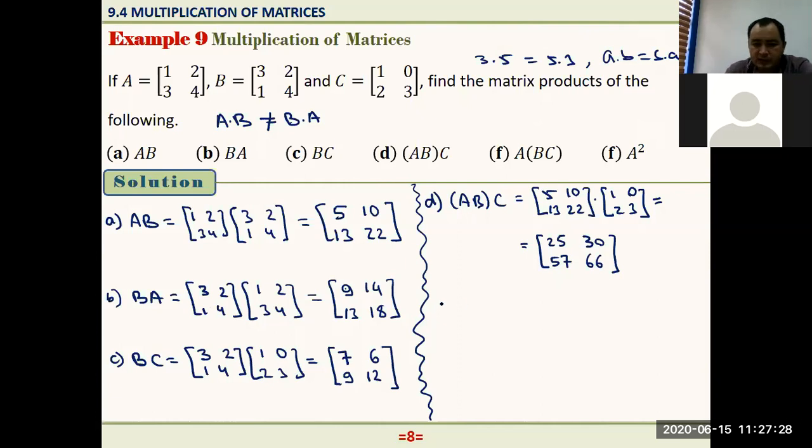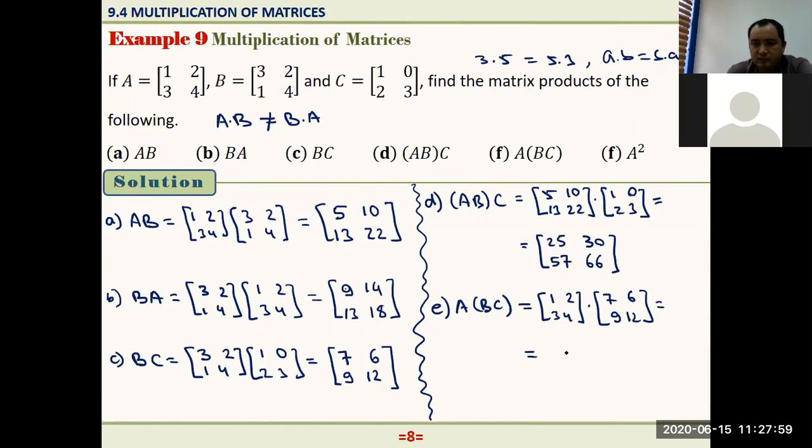Okay. E, how about here? A times BC. A times BC. That means that first I should multiply B by C together, then multiply A by the result. We know A, it is 1, 2, 3, 4. Here we have 1, 2, 3, 4. How about BC? We did it here, 7, 6, 7, 6, 9, 12.